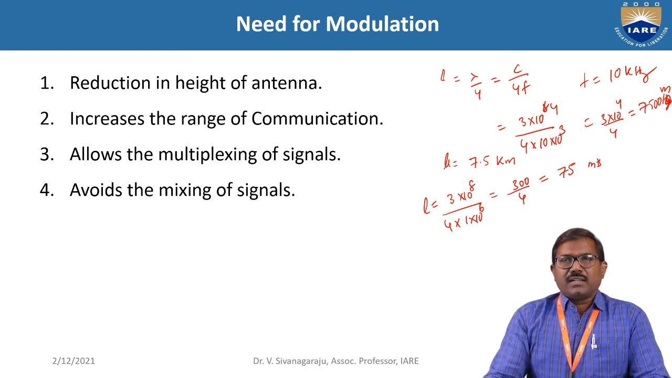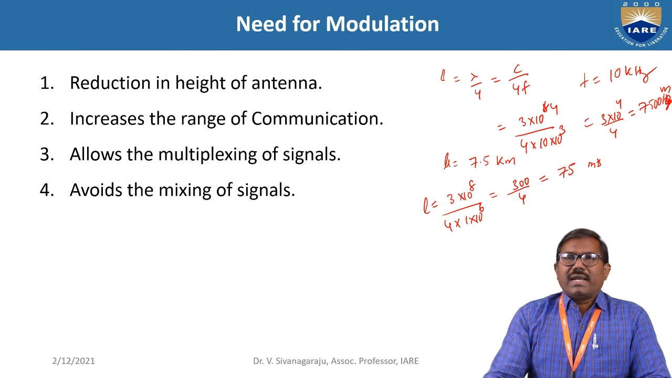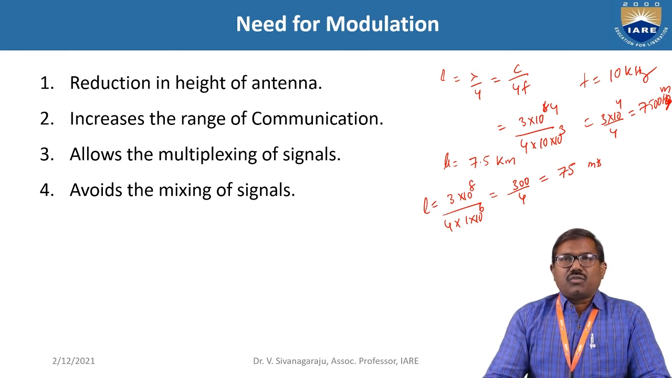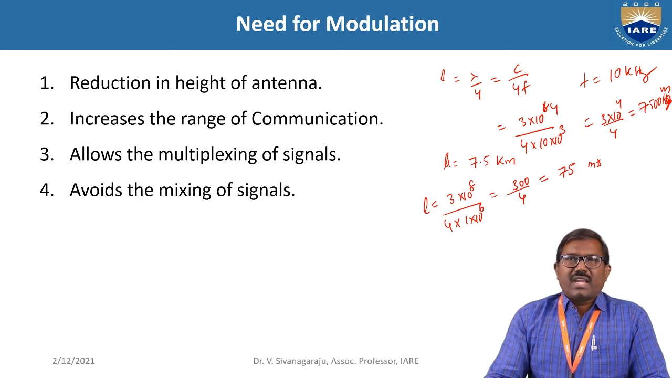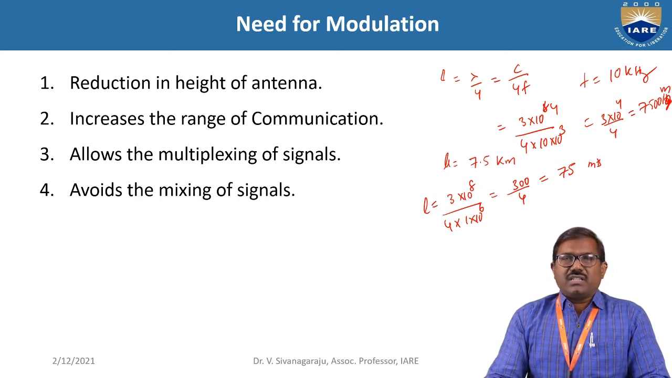The baseband signal cannot transmit for a long distance. If you modulate that baseband signal, it enters the passband, so it can transmit for a long distance. So the range of communication increases and it allows the multiplexing of signals. So we can multiplex, we can combine more signals.